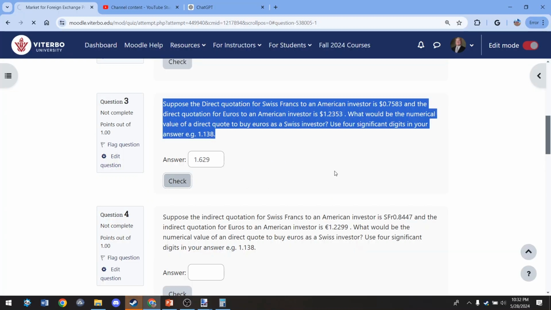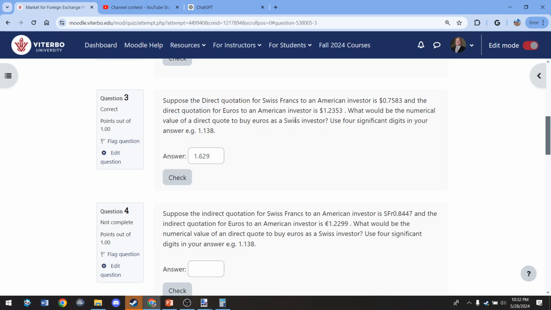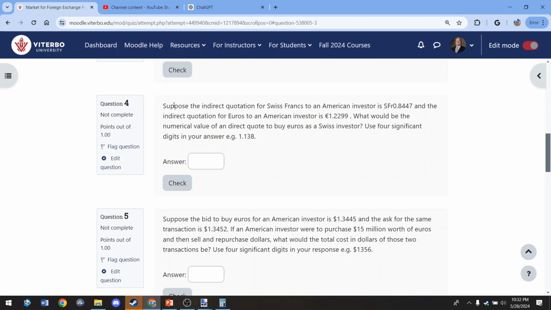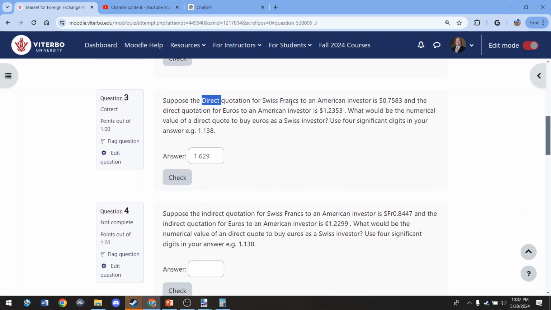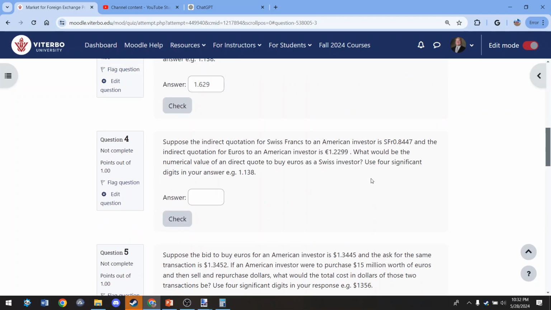All right, so hopefully we win here. We win. And notice this one is a direct quote and a direct quote, and what would be the numerical value of a direct quote. So now we're going to change it up a little bit. It's very similar, but we have an indirect quote. We have the francs here, and we have an indirect quote, a European quote for euros here. And then we wanted a numerical value of a direct quote to buy euros as a Swiss investor.